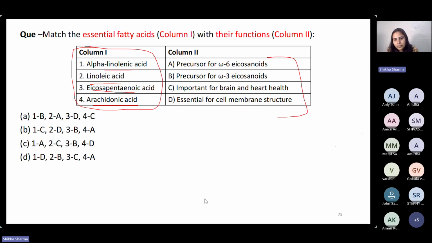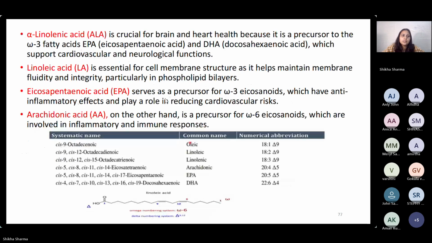Okay, Shivaswamy and Anjali, D answer. Okay. So B answer is correct in this case.